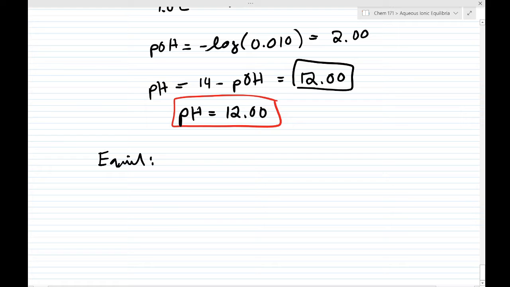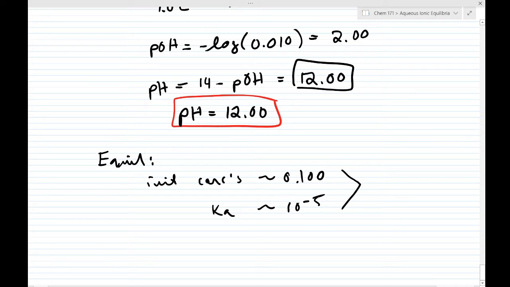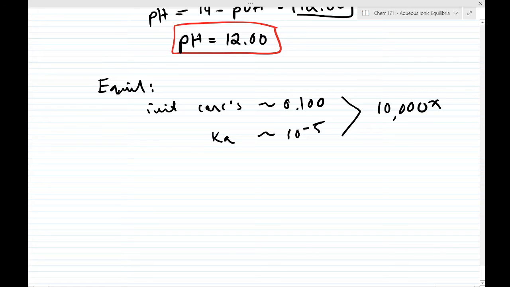We have initial concentrations that are approximately 0.100. Ka is approximately 10 to the negative 5. The difference between these two is 10,000 times, right? This is a 10 to the 4 difference. So in this case, the Henderson-Hasselbalch is an excellent choice to use here. So the Henderson-Hasselbalch is valid. So let's use that.